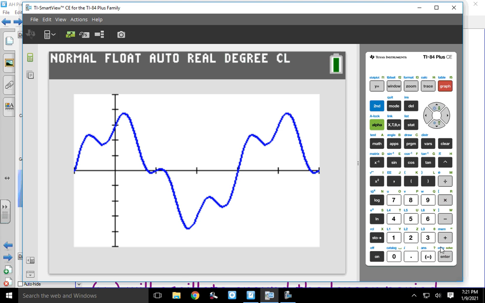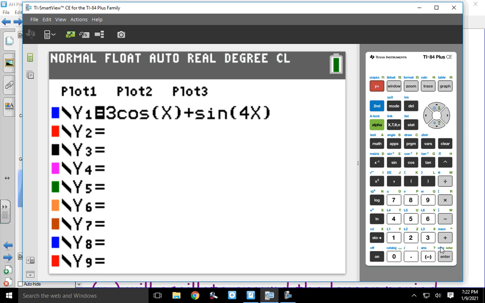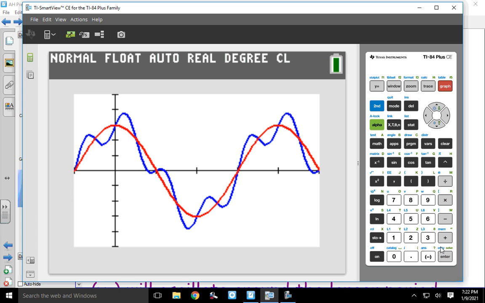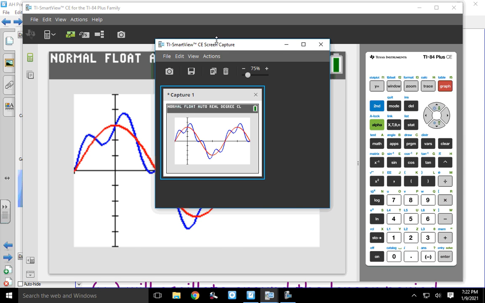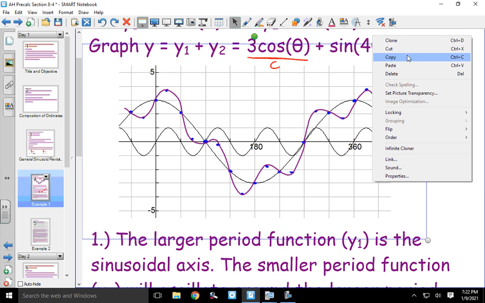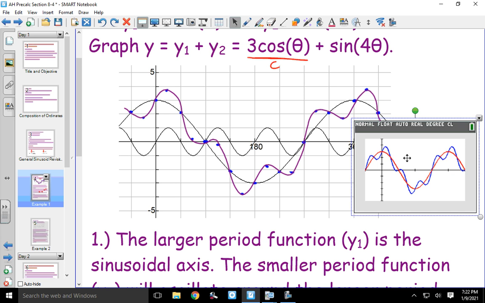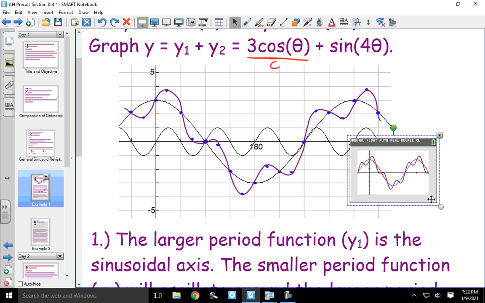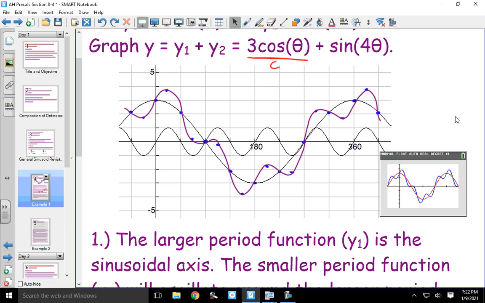That looks pretty good. In fact, I would even suggest we graph the sinusoidal axis with it, just so we can see it's oscillating back and forth around that. Graph 3 cosine of x. And look at there. Got ourselves a function that's oscillating back and forth around that sinusoidal axis. So that looks pretty good. What we started with compared to what our calculator gave us, we got a pretty accurate sketch of this thing.